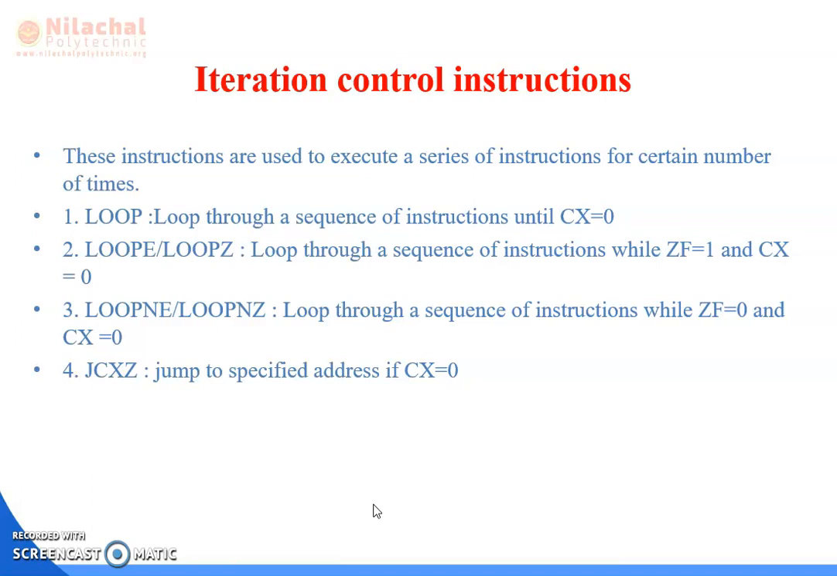Number 3 is LOOPNE or LOOPNZ, means loop not equal or loop not zero. So loop through a sequence of instructions while zero flag equals to 0 and count is not equal to 0. Next, JCXZ means jump to specified address if count equals to 0.